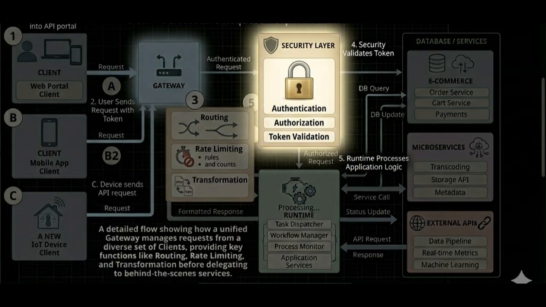Let's talk about one of the most critical parts, which is security. Without security, your system is exposed to unauthorized access, data leaks, and attacks. In OpenClaw architecture, security acts like a protective shield between the gateway and the runtime. Before any request is processed, it must be verified. There are three major components of security. First is authentication. Authentication means who are you? When the user logs in, they receive a token, usually a JWT token. Every request must include this token. The security layer verifies: is the token valid? Has it expired? If not valid, the request is rejected immediately.